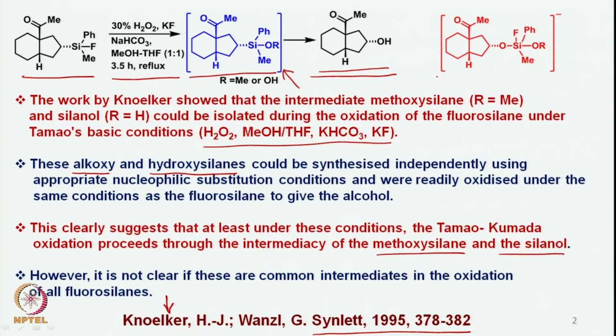It is very clear that the intermediate would be something like this, starting from this particular intermediate where there is an OR or OH, the hydrogen peroxide would attack and eventually one would get something like this, which finally will give the product of this type. So, this is a very clear indication of how the Tamao oxidation can proceed, and there is very clear evidence that some intermediates of this kind can be isolated.